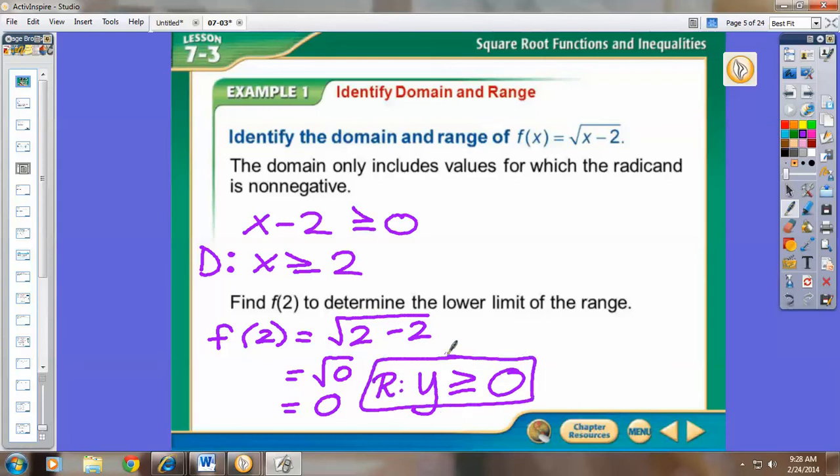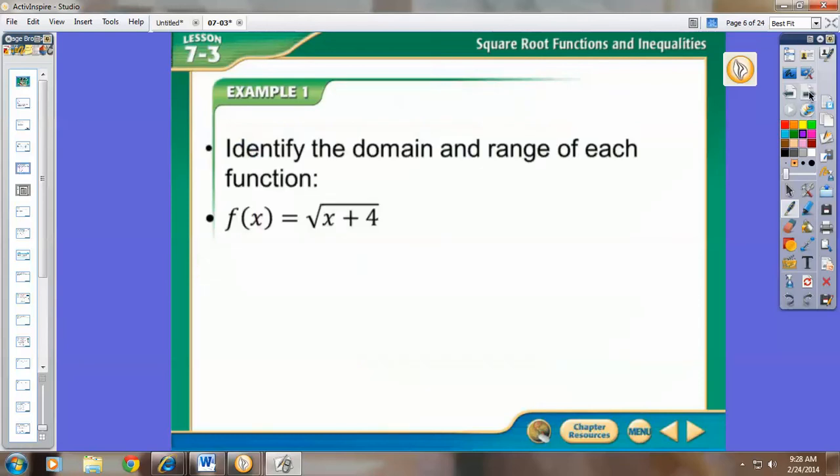Let's look at another function and find its domain and range. Here we have f of x equals the square root of x plus 4. Like in the last example, we cannot have a negative underneath that radical. So I want to state that the expression underneath the radical has to be what or bigger? It could be 0 or bigger.